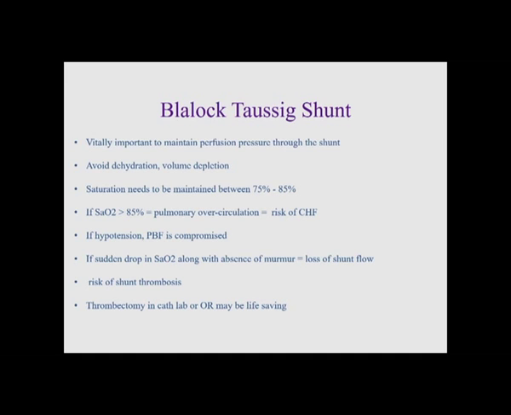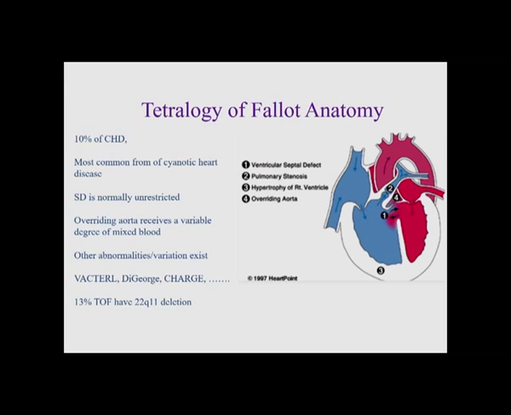And if you suddenly lose your SpO2 during the procedure, that means that most likely your shunt is occluded. And the cath lab is the next step. It's very difficult to get these children back once they go this road.